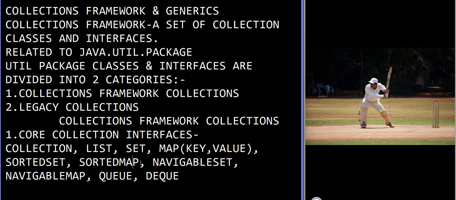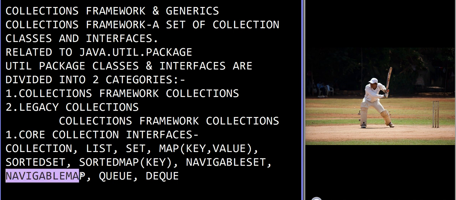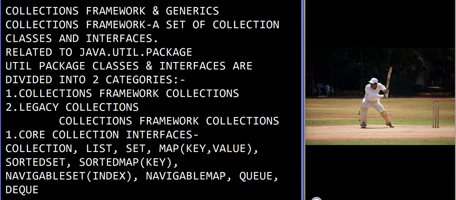And we have sorted map. In a sorted map, all the key value pairs in the particular map will be sorted based on the keys. And we have navigable set, where we can search for an element in one order. And navigable map as well, where we can search for an element in the map based on keys. In a navigable set, whenever we want to search or access an element, we use the index. In a navigable map, we search or access any element based on the key.